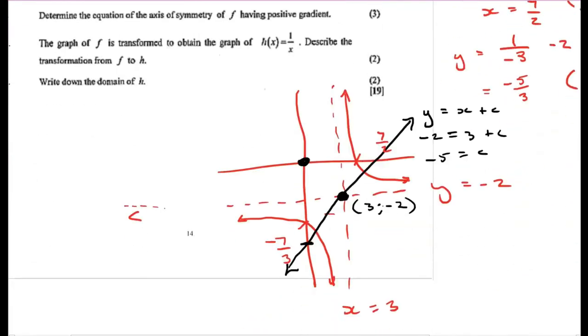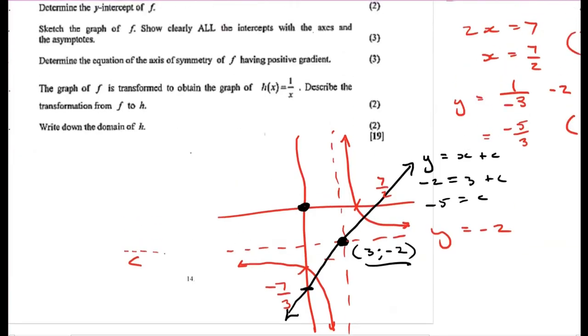And that's exactly what I said to you guys. What are these PQ things? It's the new origin, and you need to undo it to get it back to the origin. Okay. Right. And there were 2 marks. Write down the domain of H.